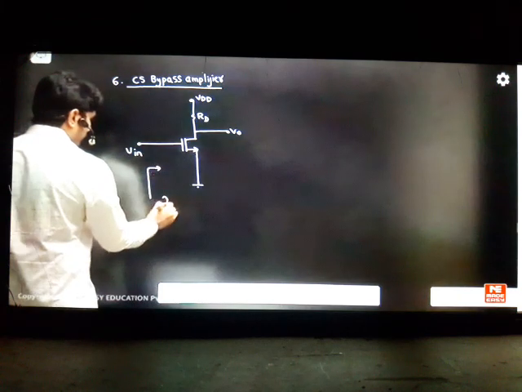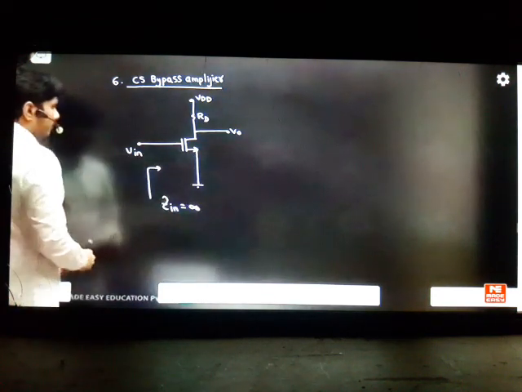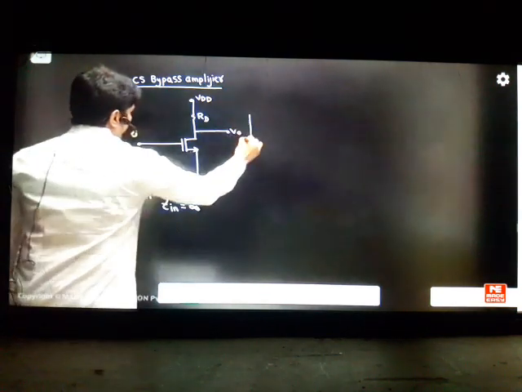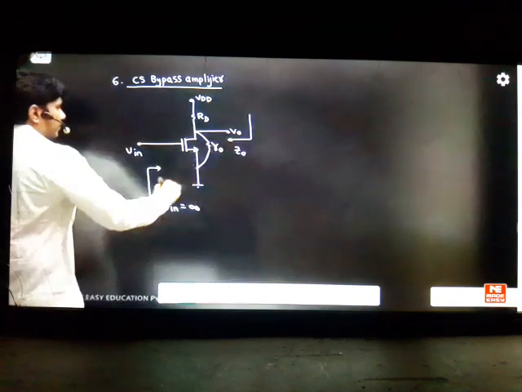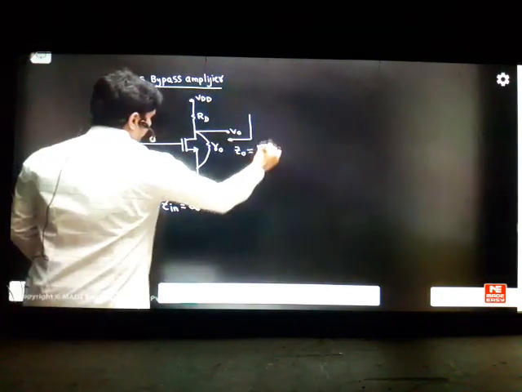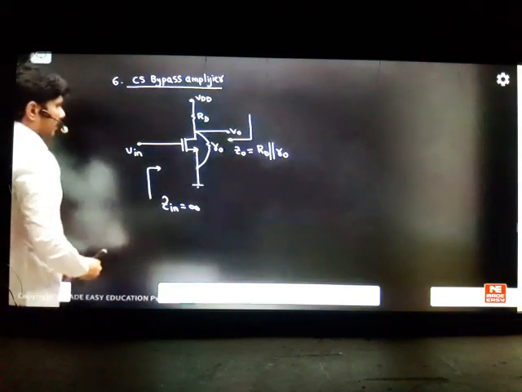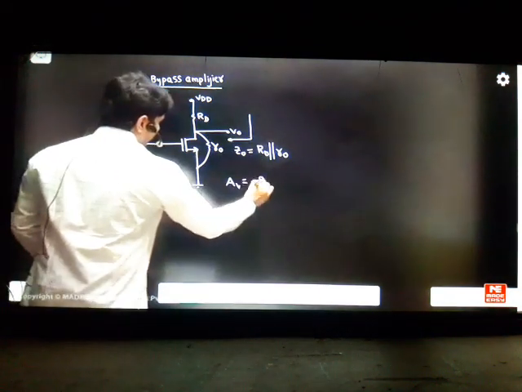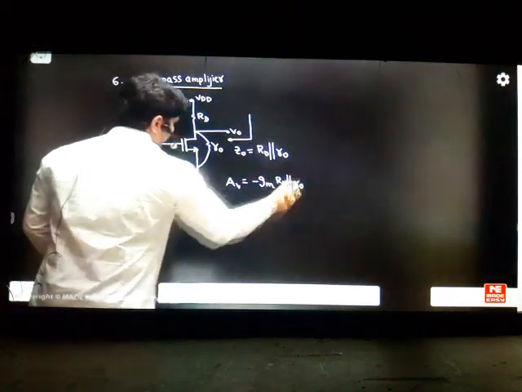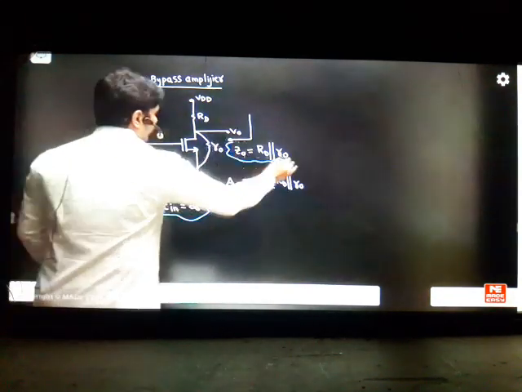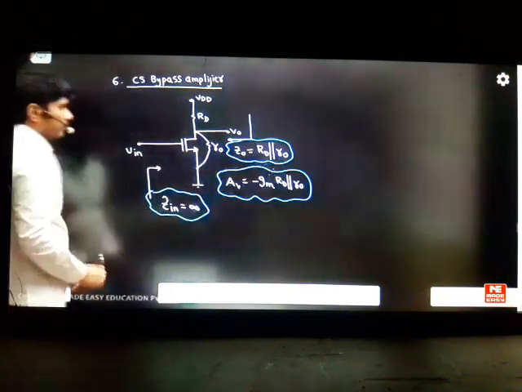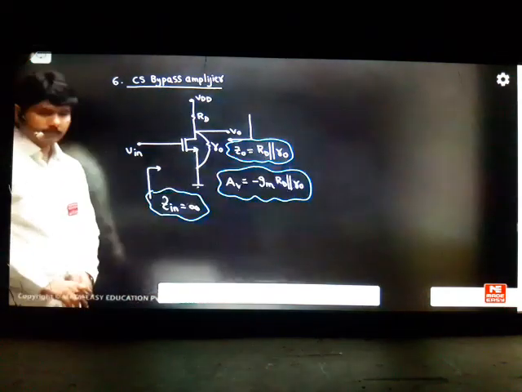The input impedance seen from the MOSFET is always infinite because it's an open circuit. If you want to find the output impedance from here, we have some R0, if lambda is not equal to 0, we can consider. So these two will be parallel always. So it is RD parallel to R0 that will be the Z0. And coming to the gain formula, it becomes minus gm into RD parallel to R0. So this completes the MOSFET common source amplifier problems we can do with these shortcut tricks. So this is called the common source bypass amplifier results.